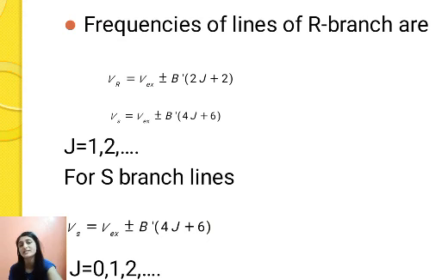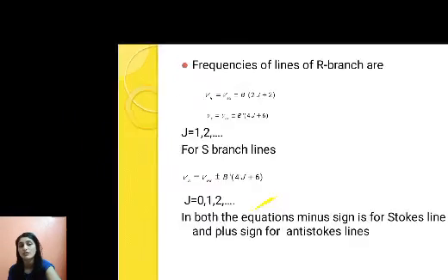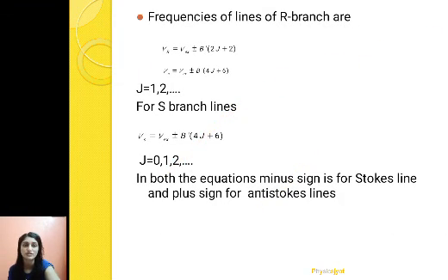If I take this difference, I will get plus minus b dash 2j plus 2. Here also, nu excitation minus nu s. If I do that, I will get plus minus b dash 4j plus 6. So that is how I can calculate Raman shift.